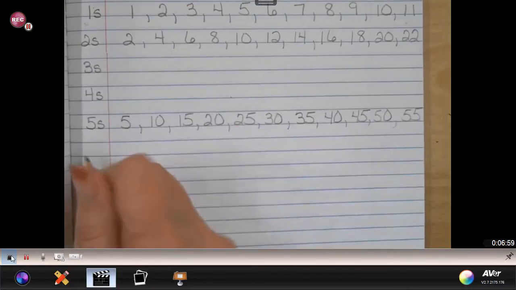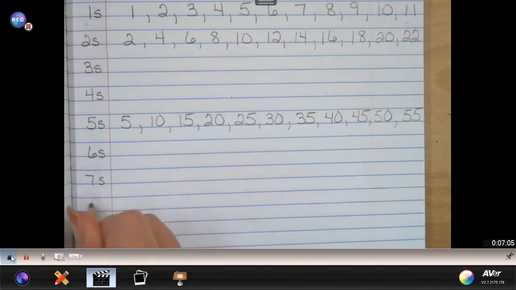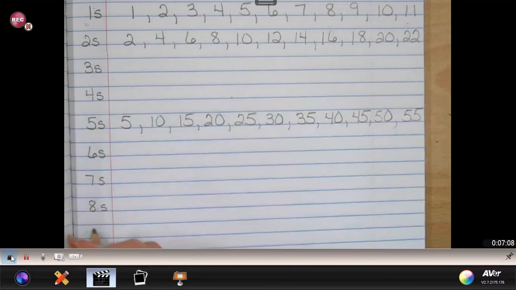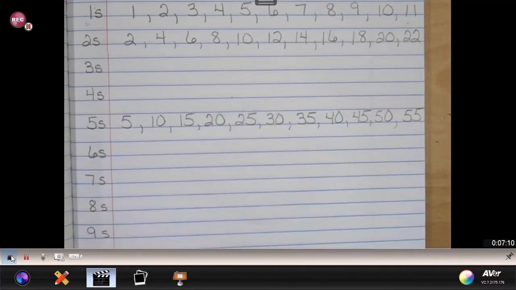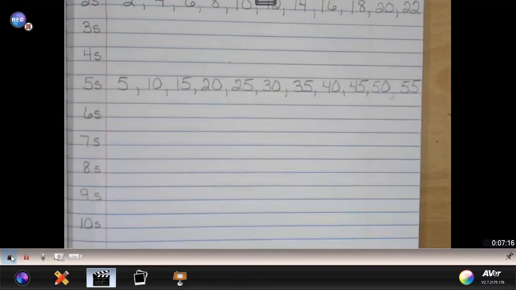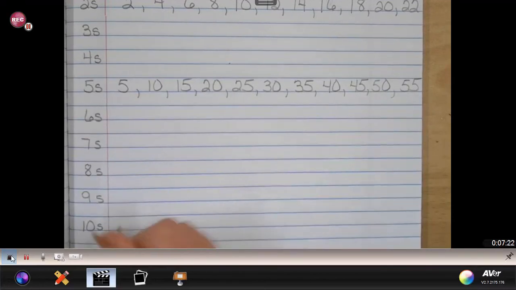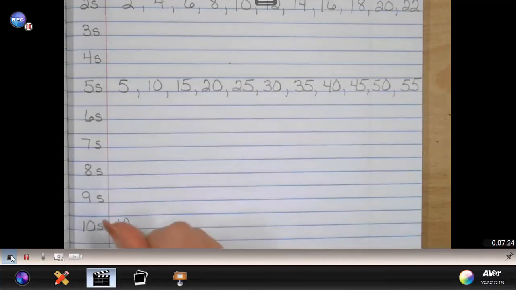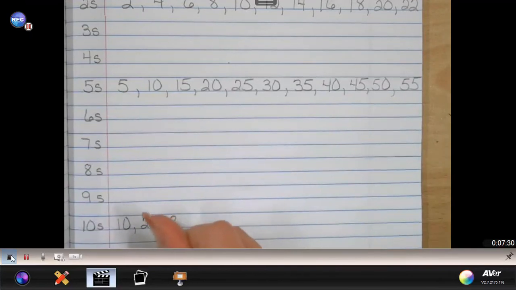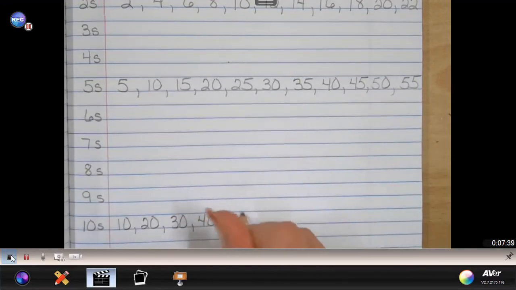We're going to go down. We'll come back to these at a later time. But let's go ahead and take a look at our 10s. So again, just like our 2's and 5's, one group of 10 is going to be 10. And if we continue adding on another group of 10 every time, our multiples are going to increase by 10 for every group that we add on.